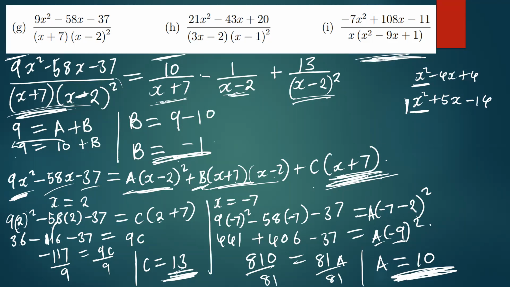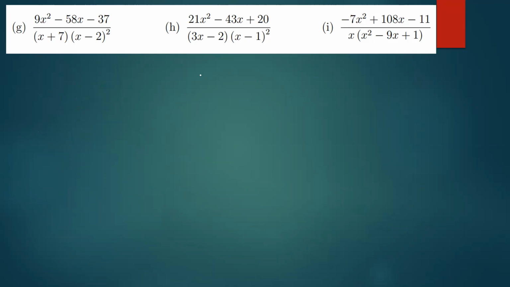Okay, so C is -7x² plus 108x minus 11. Then we're saying everything is over x, open brackets, x² minus 9x plus 1. So the first thing that you need to check here is whether or not you can factorize this quadratic function there.